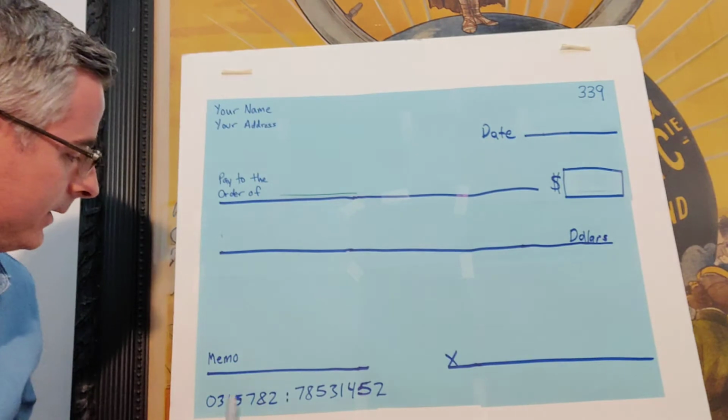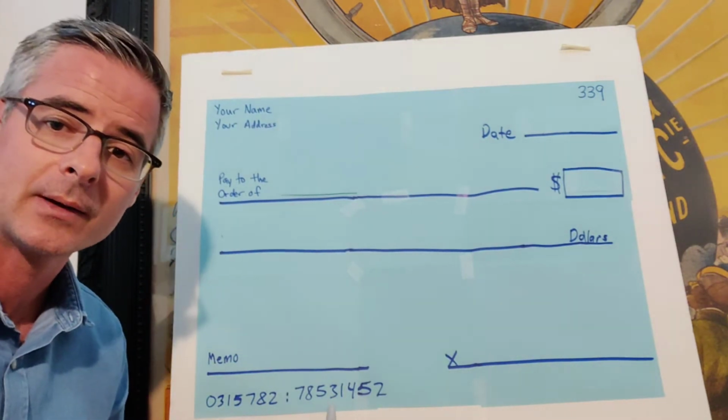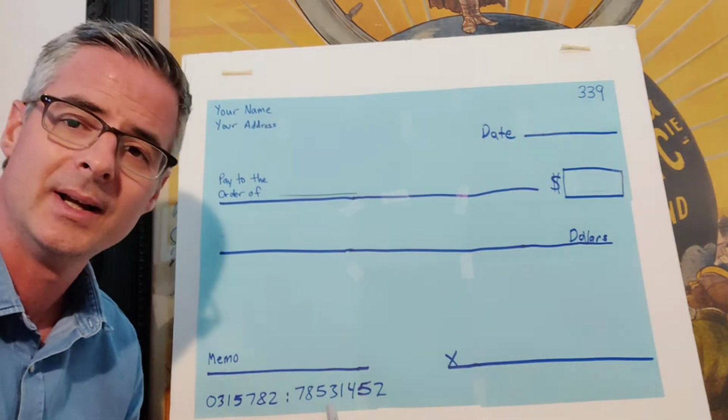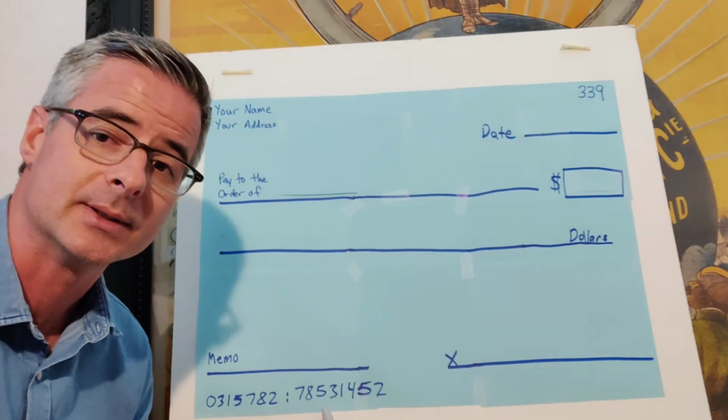Okay. These numbers down here, you're going to see them on every check. They are just account numbers. This number right here is typically your checking or your savings account number.